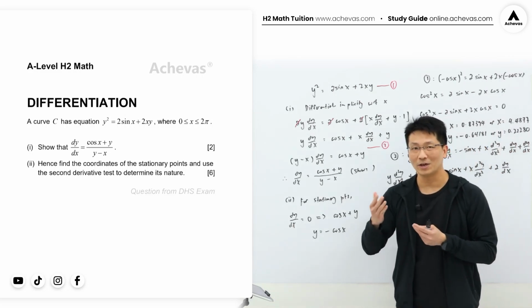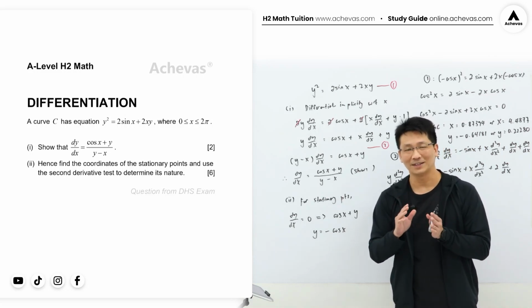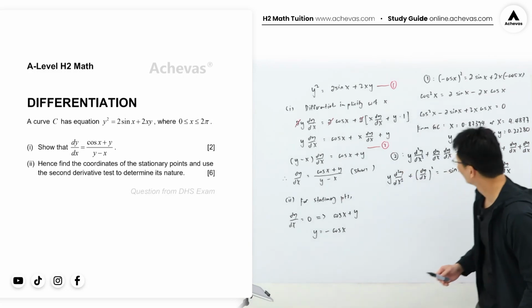Now we are going to sub in each of these to determine whether the d squared y over dx squared is greater than 0 or lesser than 0. Greater than 0, of course, will be the minimum point. Lesser than 0 will be the maximum point.